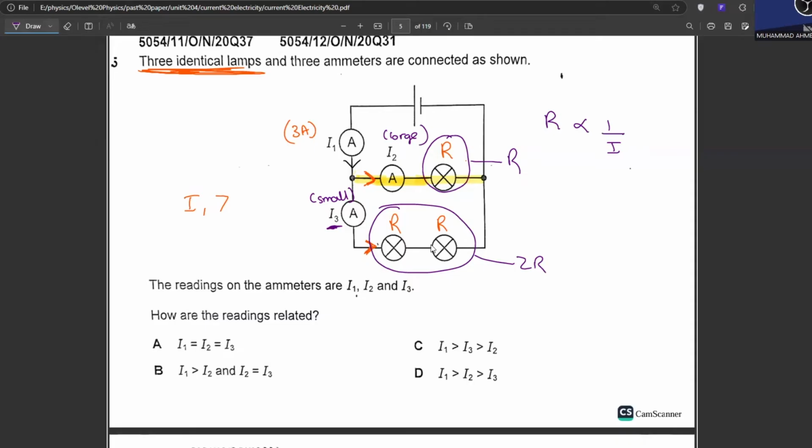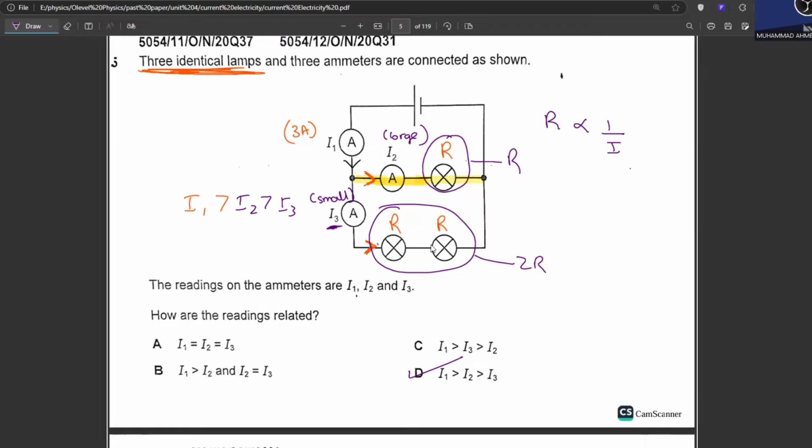So what do we get? I1 is the greatest because that's the current that gets divided into 2. After I1, we have I2, because I2 has a smaller resistance. And then we have I3, because the I3 branch has the highest resistance. Is there any option like that? D is your answer.